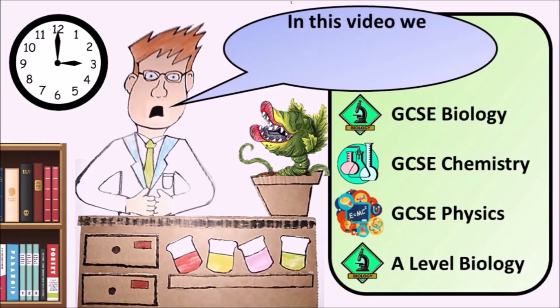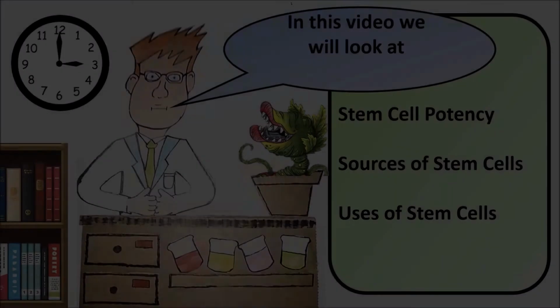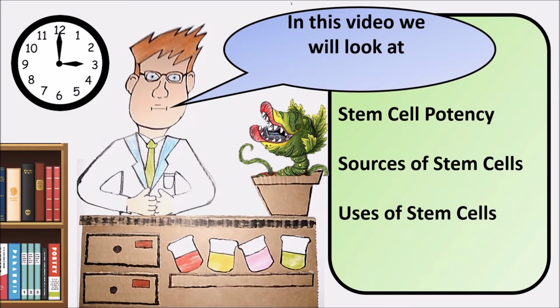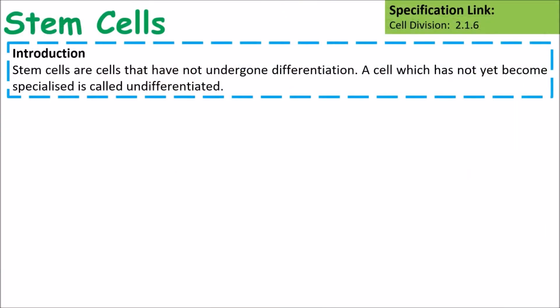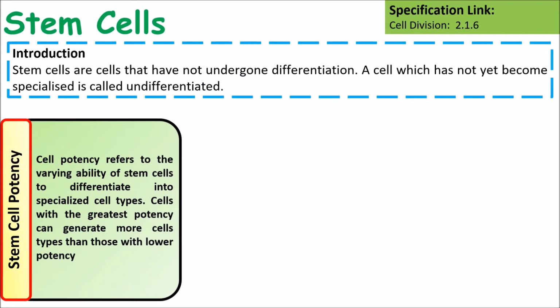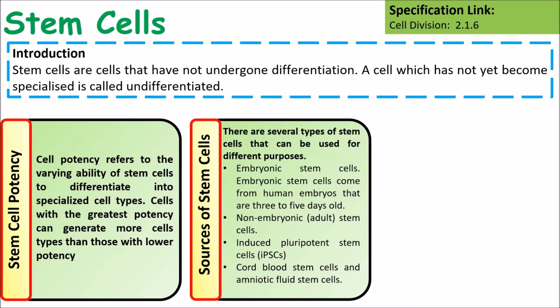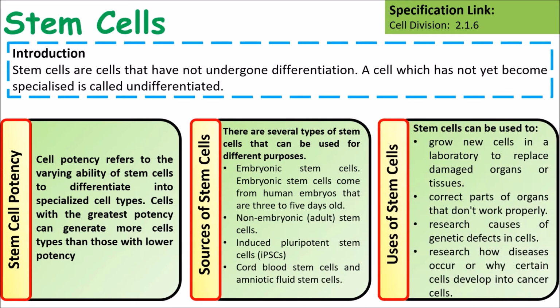In this video, we will look at stem cell potency, sources of stem cells, and the uses of stem cells. So, stem cells are cells that have not undergone differentiation, so they have not become a specialised cell yet. So, we're going to have a look at stem cell potency, sources of stem cells, and some of the uses of stem cells.